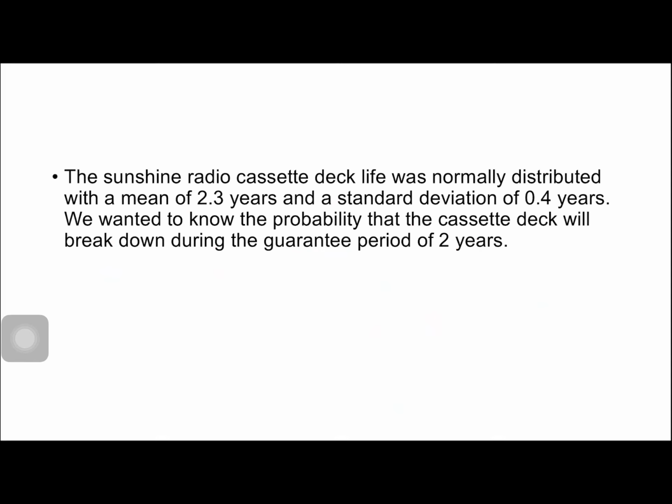Another example. The Sunshine Radio cassette deck life was normally distributed with a mean of 2.3 years and standard deviation of 0.4. We wanted to know the probability that the cassette deck will break down during the guarantee period of 2 years. Okay? So, again, what is our mean? We have 2.3. Then, our standard deviation is 0.4. Okay, our X is 2. So let's compute for the z. That is, z is 2 minus 2.3 divided by 0.4.